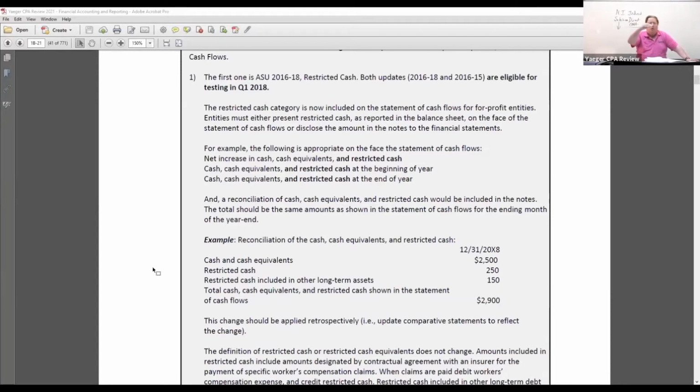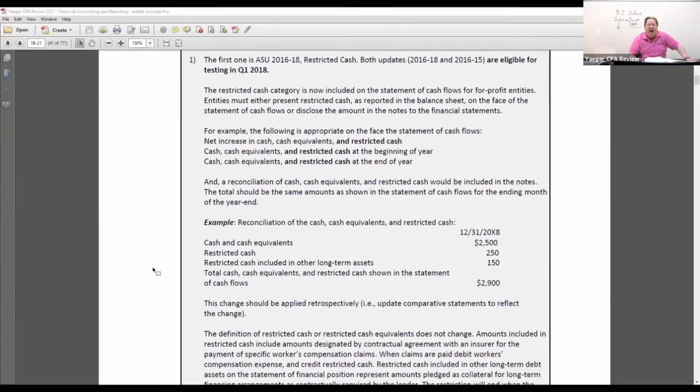First of all, we're going to start with our beginning cash, cash equivalents, and restricted cash at the beginning of the year. To that, we're going to add the net increase or net decrease in cash, cash equivalents, and restricted cash. When we take the beginning balance and add the increase or decrease, that gives us the ending balance of the cash, cash equivalents, and restricted cash. Now, we know what cash is, right? But what is a cash equivalent?